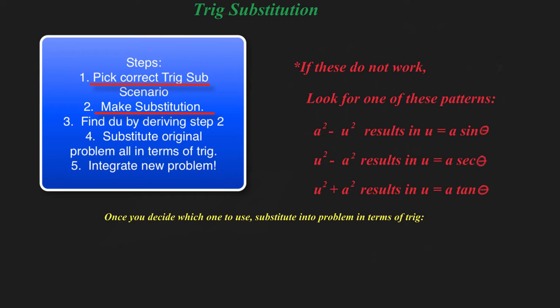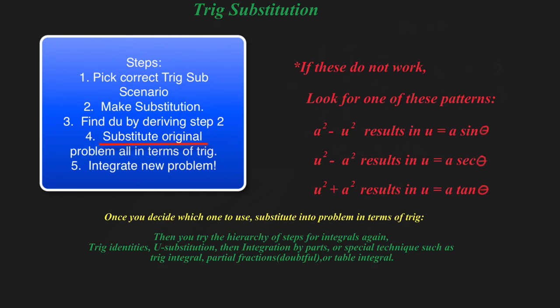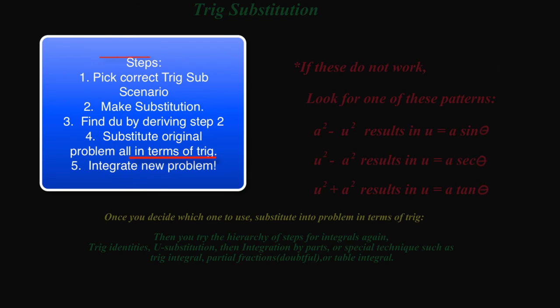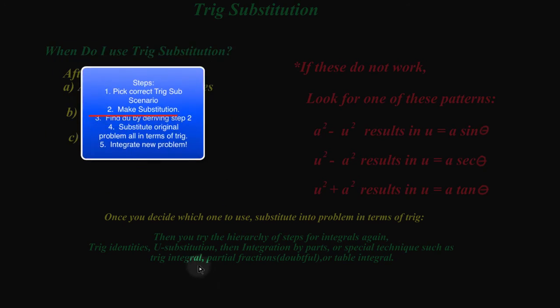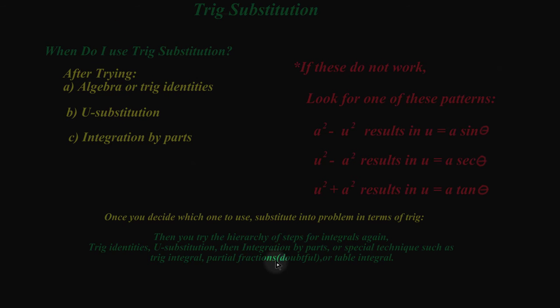And then what you do is you choose your correct substitution. You find out what your du is by plugging in whatever your u and a are, and then taking the derivative of that. Then after that, you're going to have a brand new integral. So you're going to have to try these steps again, where you try either trig identities, u-sub, probably not algebraic manipulation, then by parts, or one of the special techniques such as a trig integral, partial fractions. I doubt you're going to see partial fractions within a trig sub. It might happen. Or some sort of table integral.